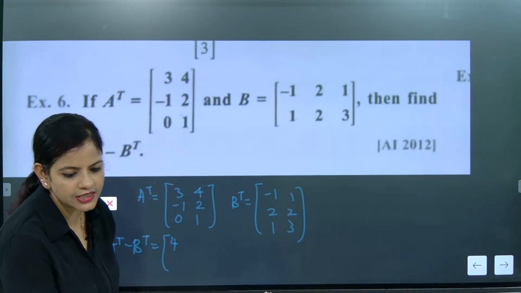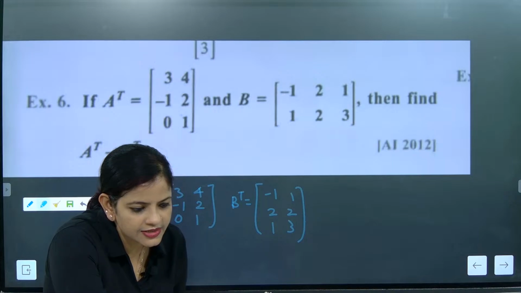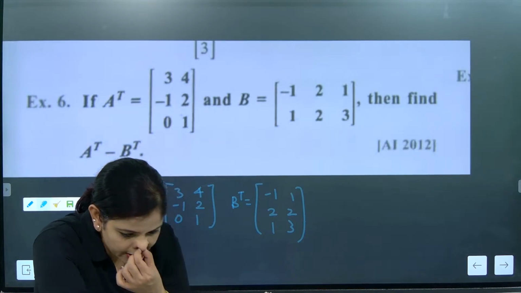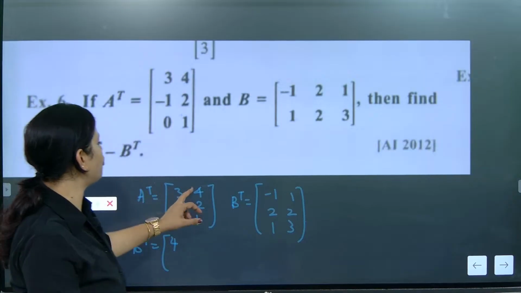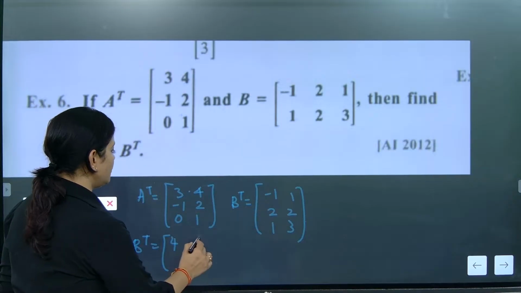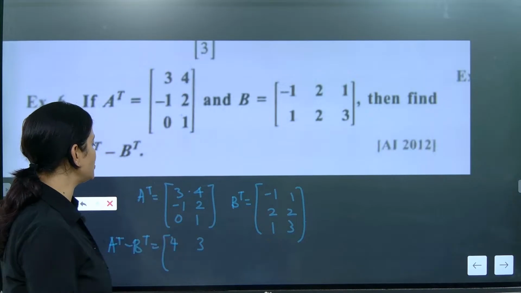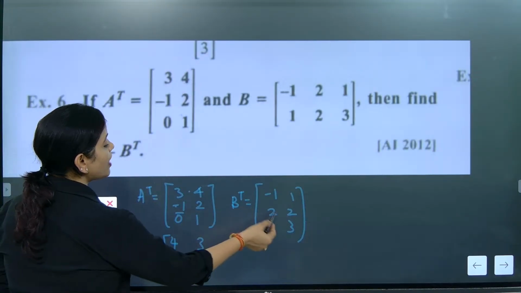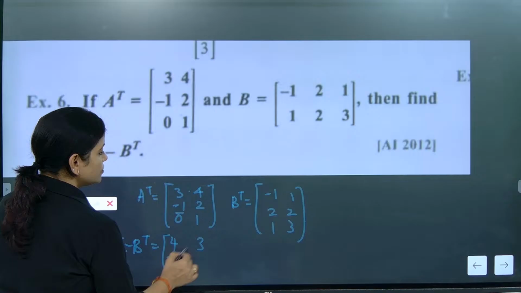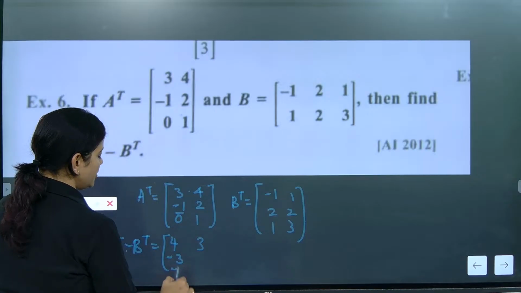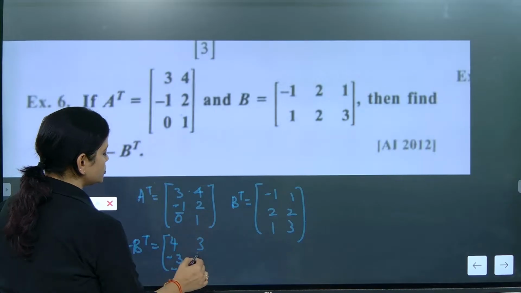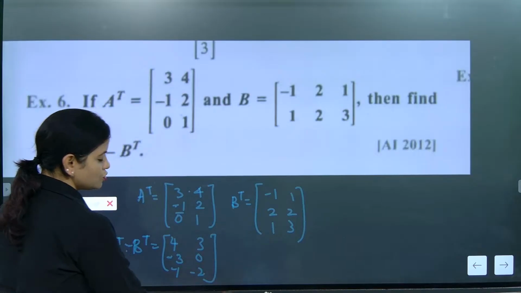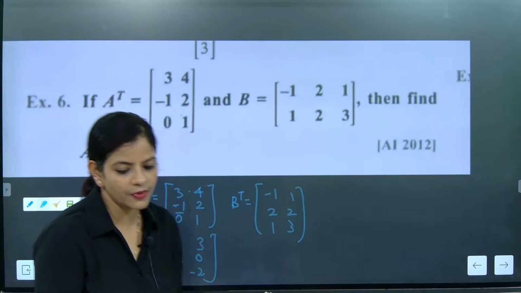Come on, check the answers and tell me whether they are coming correct or wrong. That is direct, I am just substituting. It is coming as 4. Now 4 minus of 1, so 3 will come. Minus 1 minus of 2 will become minus 3. Then 0 minus of 1 will become minus 1. 2 minus of 2 will become 0. 1 minus of minus 2 will become minus 2. 1 minus of minus 3 will become minus 2.